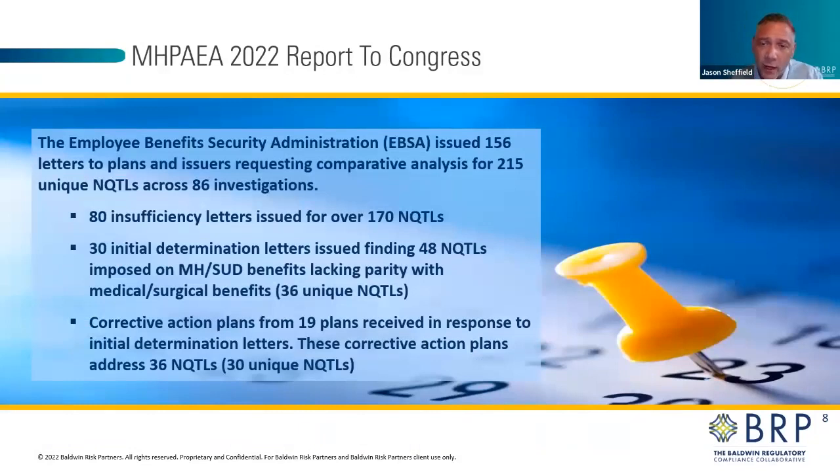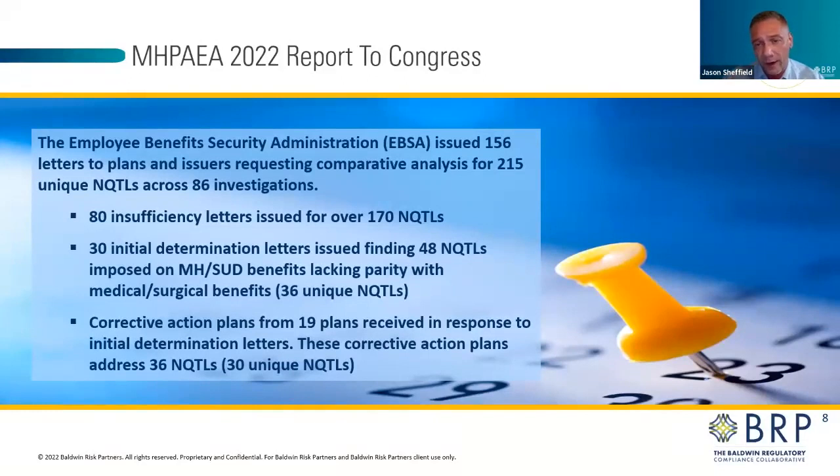All right, so in 2022, the DOL was directed by Congress to prepare a report that would be delivered to Congress that would update Congress on the status of mental health parity rollout enforcement and the development of the employer kind of experience so that employers understood what their obligations were and how to comply. So during that audit, that initiative, the Employee Benefits Security Administration issued 156 letters to plans, insurers, requesting comparative analysis for 215 unique non-quantitative treatment limitations. And these were spanning 86 different or unique EBSA investigations.